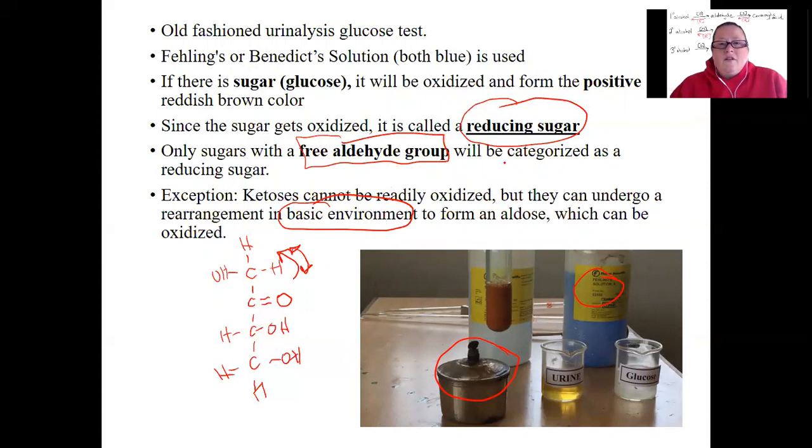We are going to discover when we talk about disaccharides, and this is why I introduce this now, that disaccharides, in particular sucrose, which contains the glucose unit and the fructose unit bonded together with a glycosidic linkage, does not have a free aldehyde group. So sucrose is not a reducing sugar. It would not test positive. If we were to take table sugar and put this into a test tube and run an analysis on it, we would not get a positive.